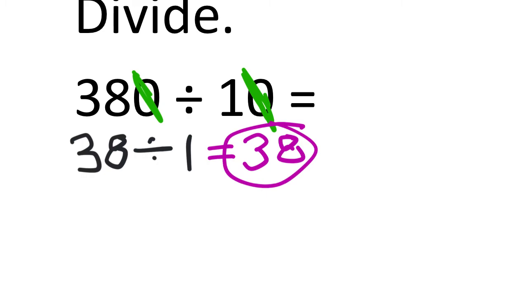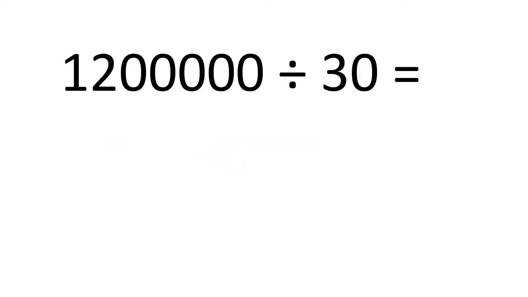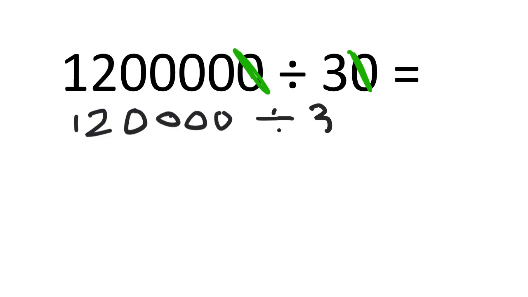That's our final quotient on this one. So again, that's a nice technique to use if you're looking at big numbers, but they end with zeros like these ones do. So same thing here. We got a 0 from the 30 and a 0 from the 1,200,000, which now changes this into 120,000, but just divided by 3.